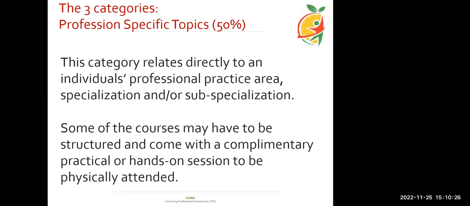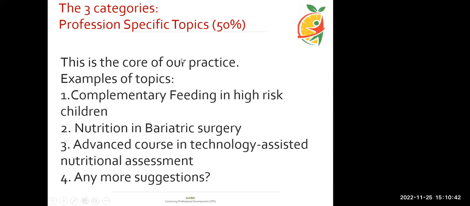And then, of course, it can come with structured courses, as in going through formal schools, sitting through workshops and webinars, and also having practical hands-on sessions. So, these are just general examples.